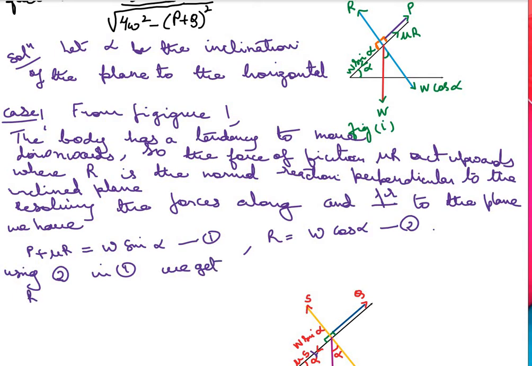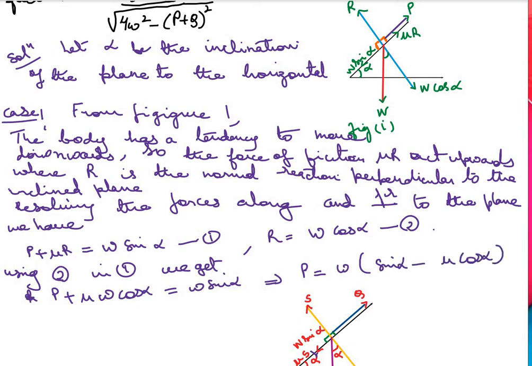P plus mu into W cos alpha is equal to W sine alpha. Which implies that P will be equal to W, I can take outside, sine alpha minus mu cos alpha. And what is mu here? Mu here is equal to tan lambda, and lambda is the angle of friction.